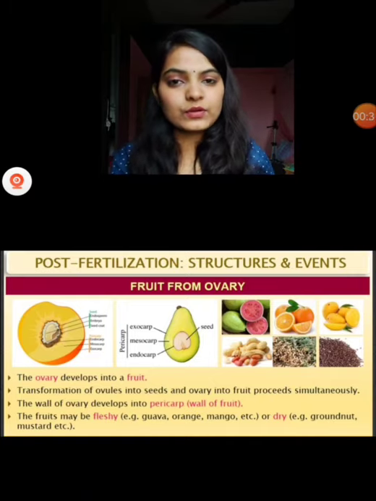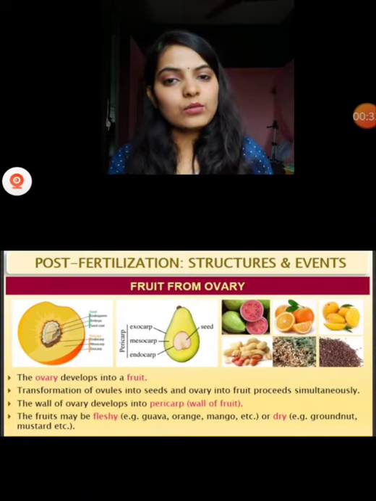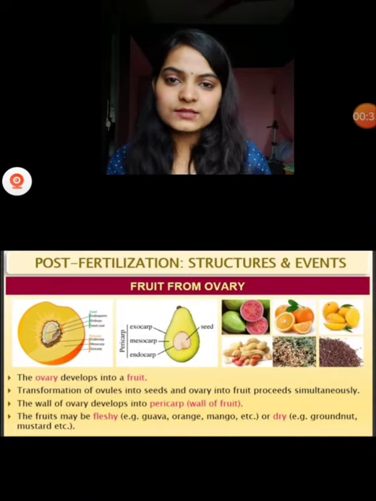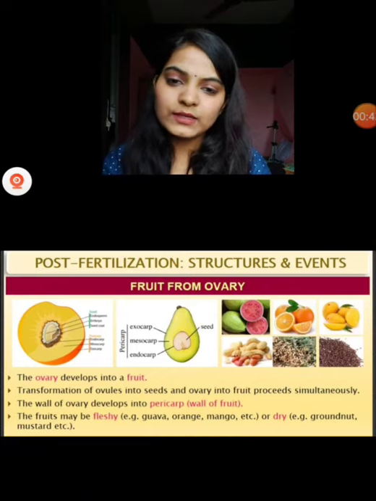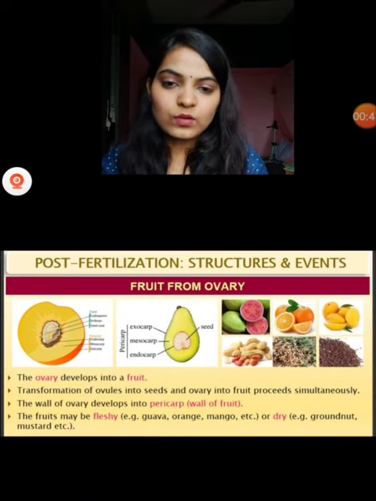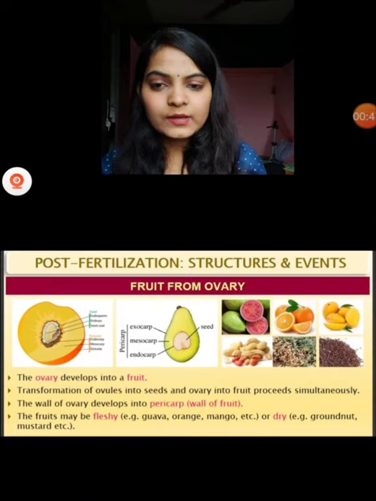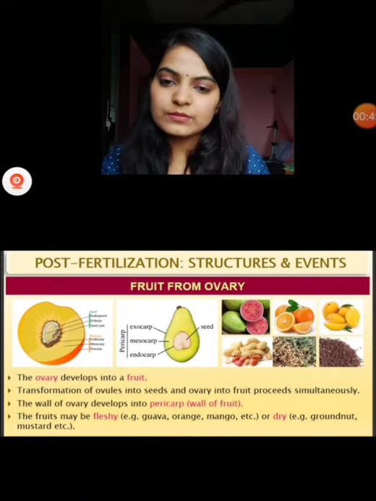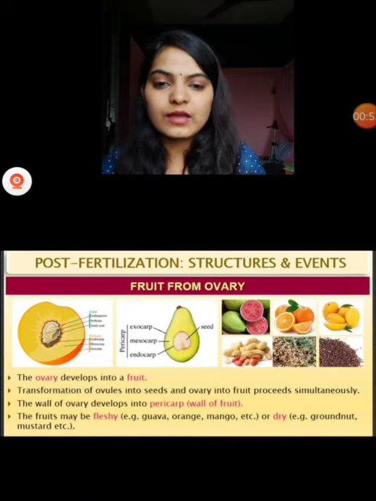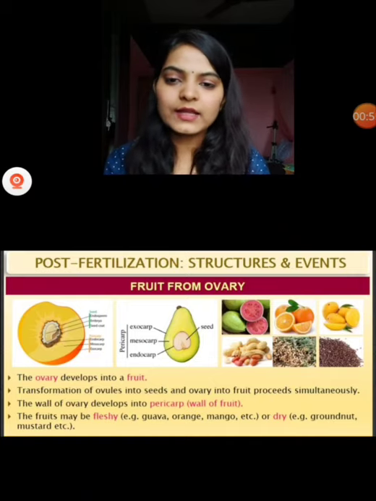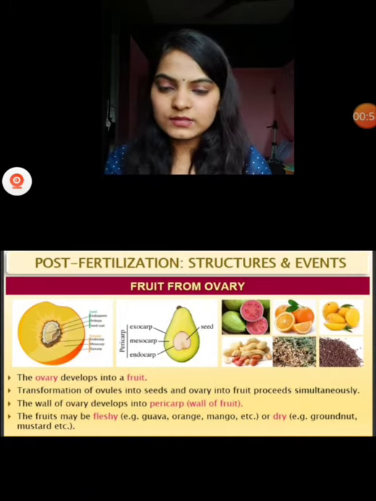Both processes proceed simultaneously, and in the final result they form together. The wall of the ovary develops into the pericarp, that is, the wall of the fruit. Thus fruits may be fleshy, for example guava, orange, mango, etc., or dry, like groundnut, mustard, etc.